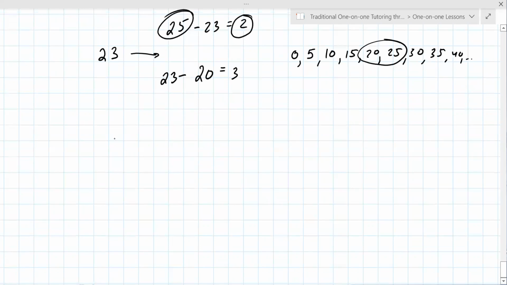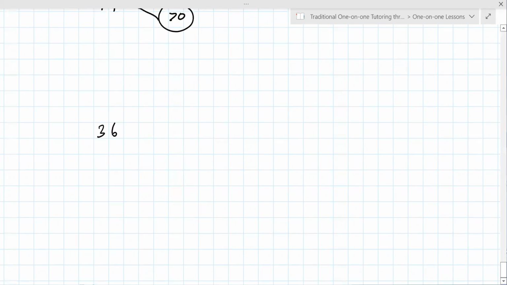Okay. So let's try another one here. How about something like 71? And it could either go to 75 or 70. 70. 70, okay. Now you try one. How about 36? What does that round to? 40. Well, it could, right? There's 35 and then there's 40, but which one is it closer to? And if you're not sure, you subtract here. 36 minus 35, 40 minus 36. Which one is it closer to? The 5. 35. 35.